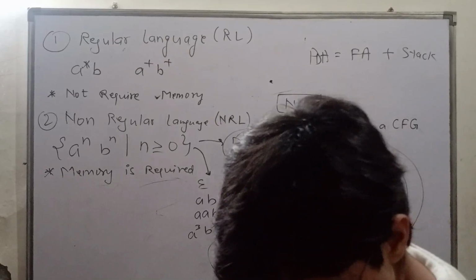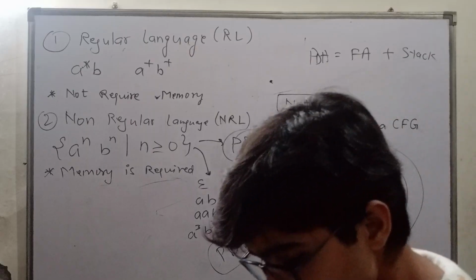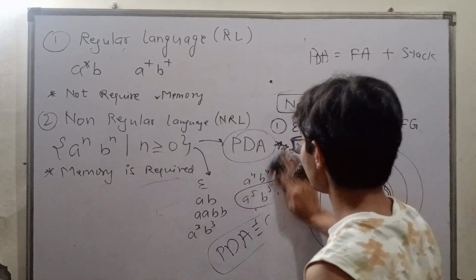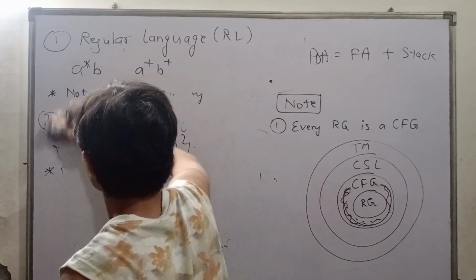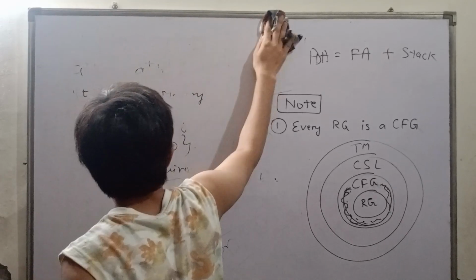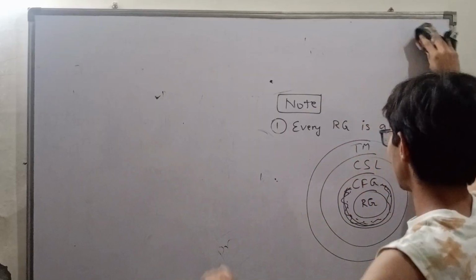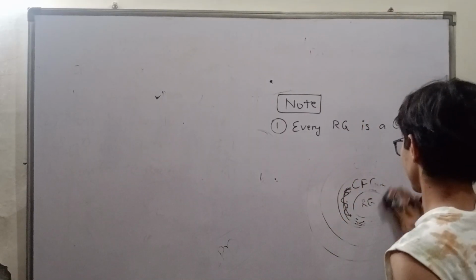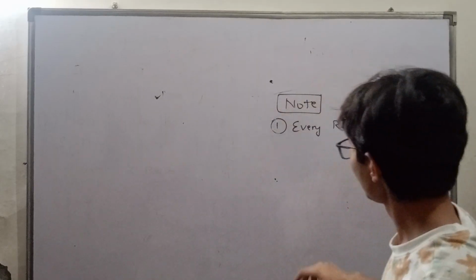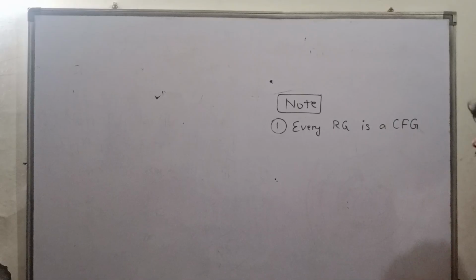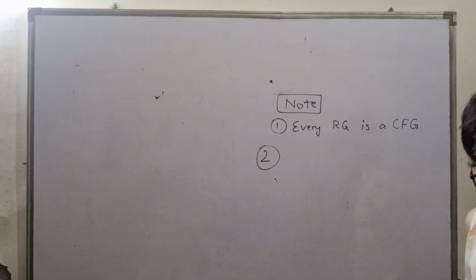We are writing a note here. We are not studying these things in depth; these are the basic things. But we write an important note here. What is the second note? Every regular grammar is a context-free grammar. The second note is more important.